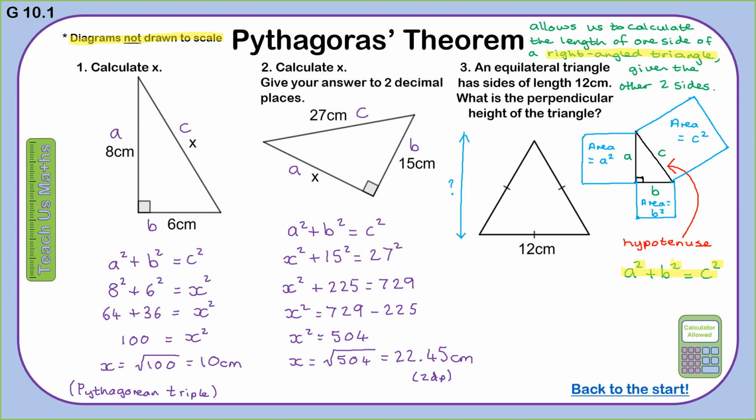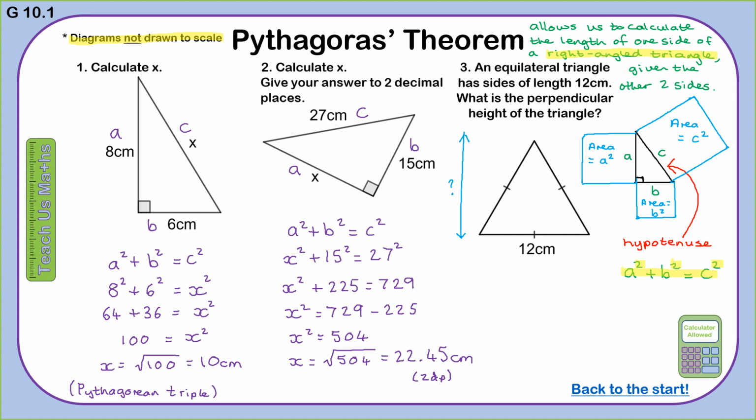Now at the moment, we cannot use Pythagoras' theorem because we do not have a right-angled triangle. Remember, Pythagoras' theorem only works for right-angled triangles. So in a question like this, we need to search for a right-angled triangle that we can use.